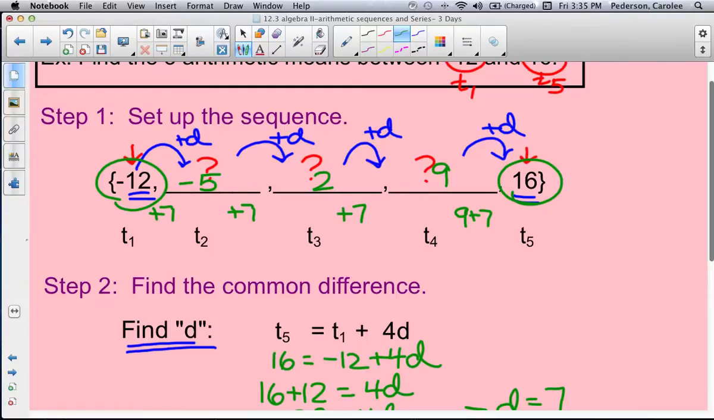So we've now found our 3 arithmetic means between -12 and 16.